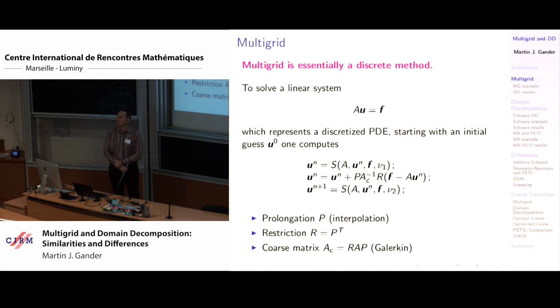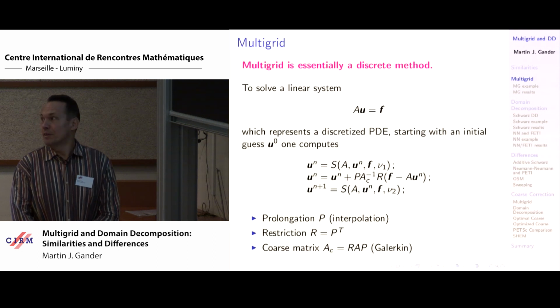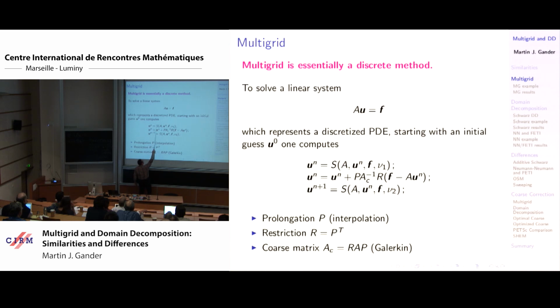But to explain more about these methods, I'd like to start by explaining the methods. And for me, as I had in my title, it's a personal view on this subject. For me, multigrid methods are essentially discrete methods. They have grid in the name. They're based on a discretization. They're made to solve a linear system Au = f. And this system comes from a PDE. It comes from a discretization of a PDE. But it's a discrete system.